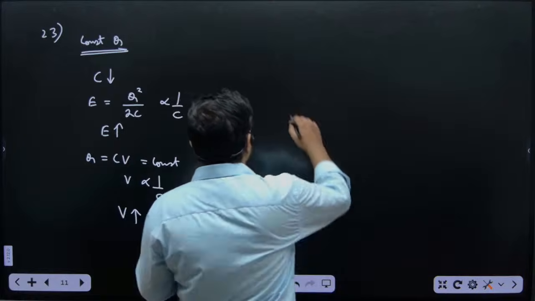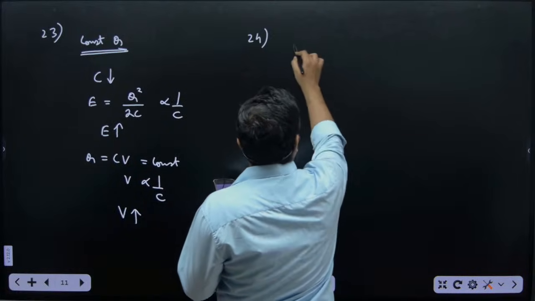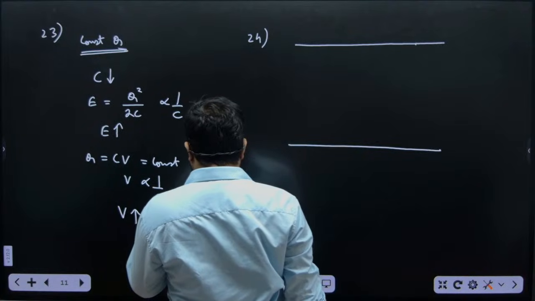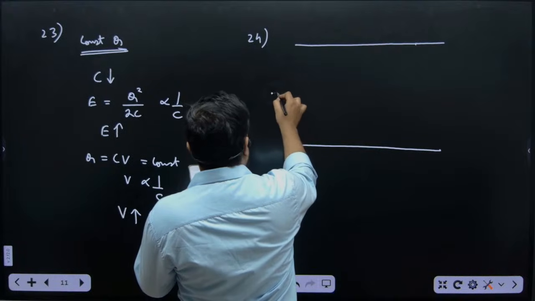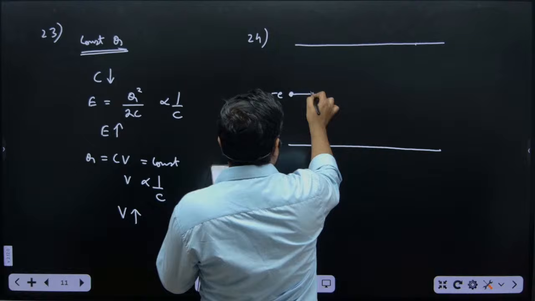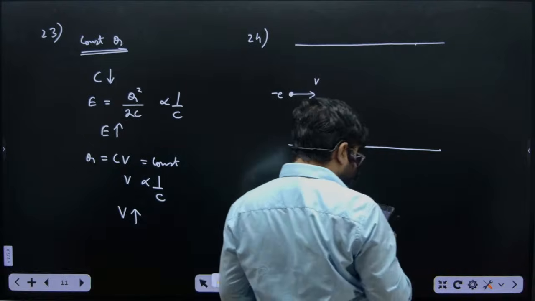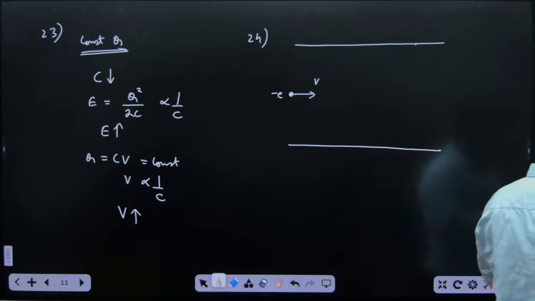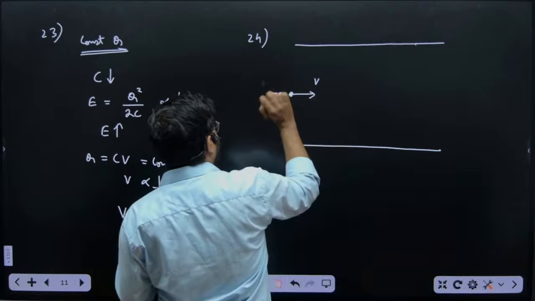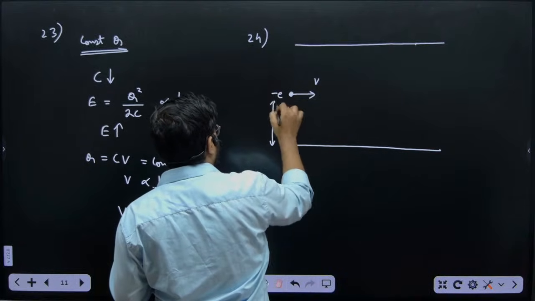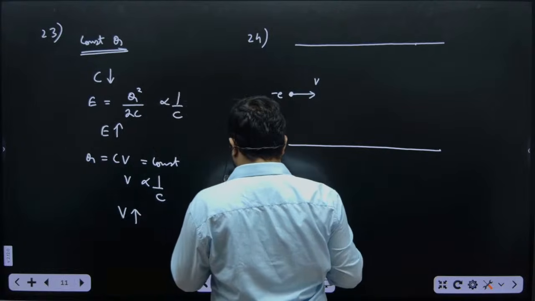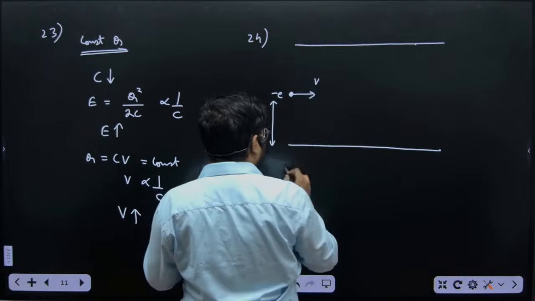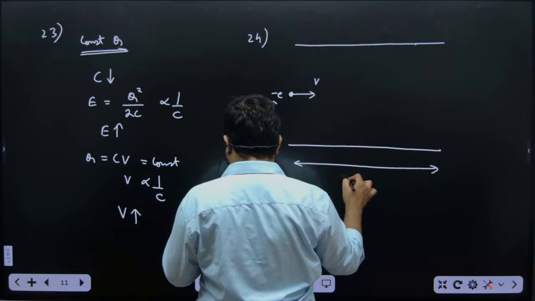Okay. Question number 24. Next question. So they have given us two plates. Electrons are there. Let me consider just one electron, and its velocity is given to us. They are kept 2 centimeter apart, so this distance is given to us. This half of the distance is given, 1 centimeter. Each plate is 3 centimeter long.